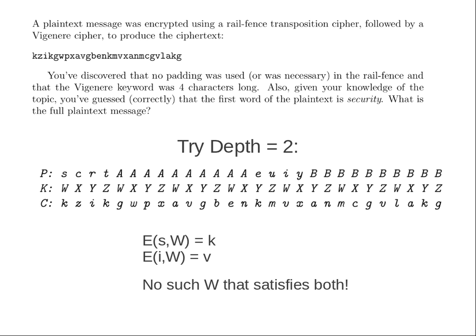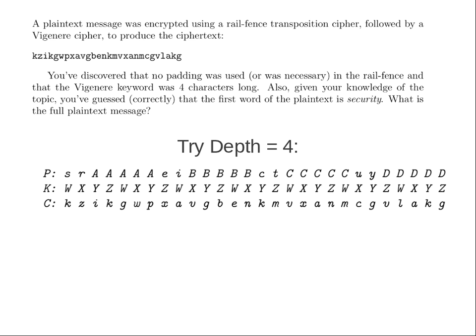There should be some letter such that if we shift S by that number of positions, we get K. I don't have the alphabet here, so I can't remember what the value would be. If you convert them to integers, you just get an equation: S plus W, mod 26, must equal K, and I plus W, mod 26, must equal V. You'll find that there's no W that matches both of them. Depth 2 is wrong, so we try the next depth. Depth 4, same approach.